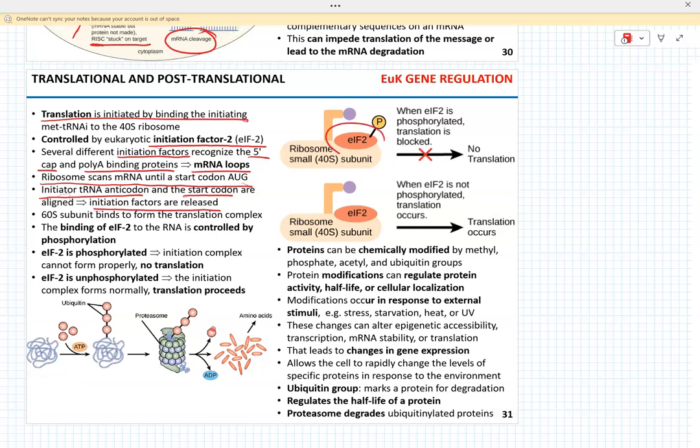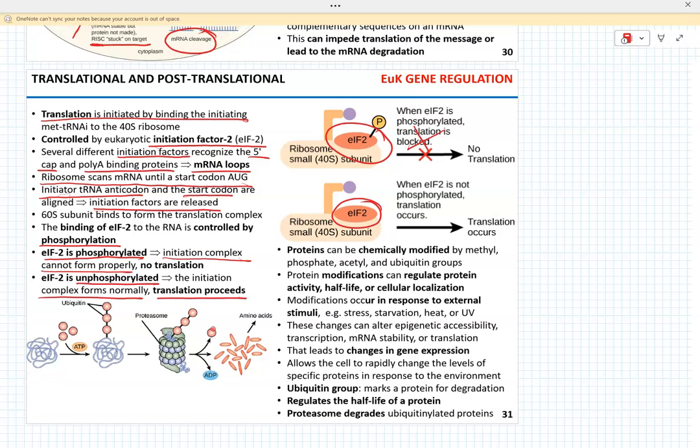Now, the binding of this initiation factor 2, EIF2, is controlled by phosphorylation. If initiation factor 2 is phosphorylated, translation is blocked because the initiation complex cannot form properly. However, if EIF2 is not phosphorylated, the initiation complex forms normally and translation proceeds.